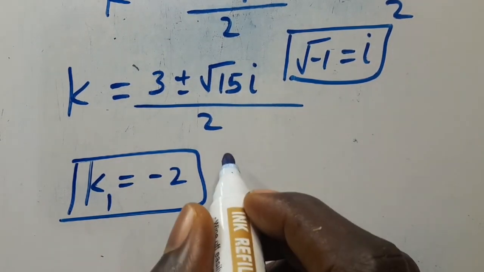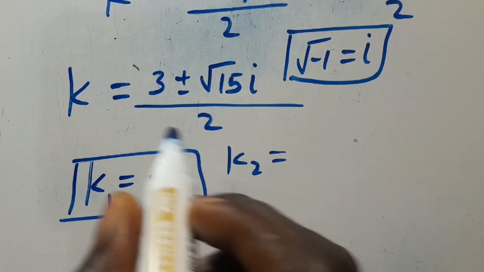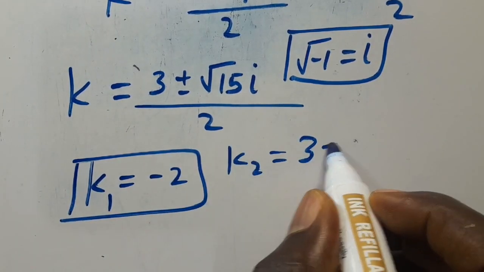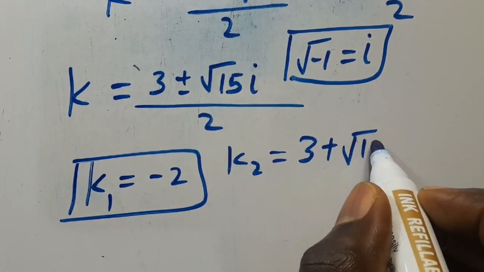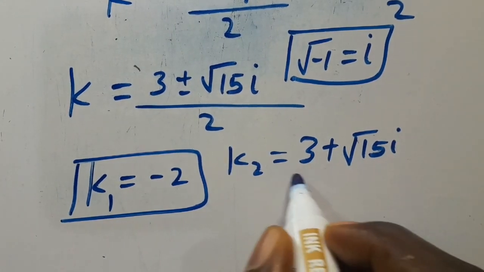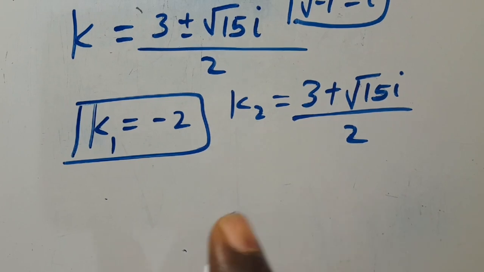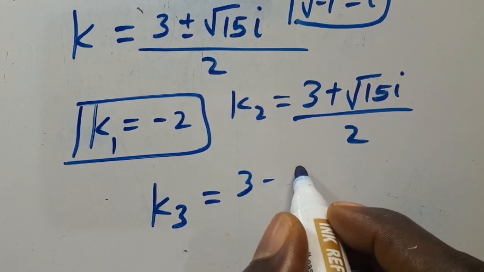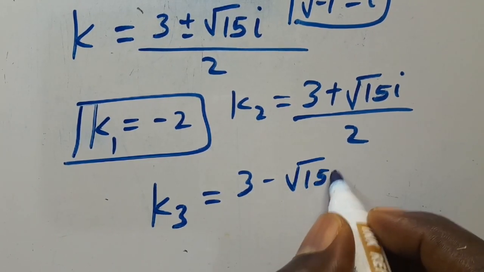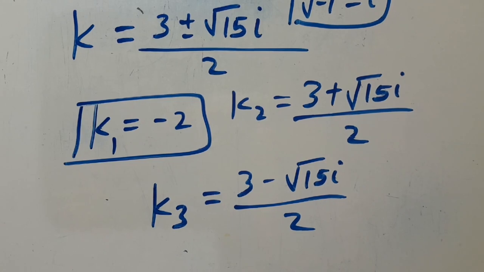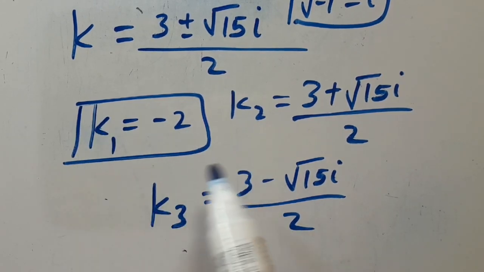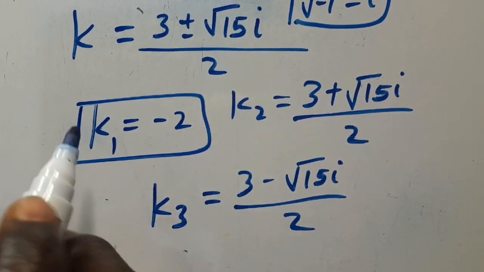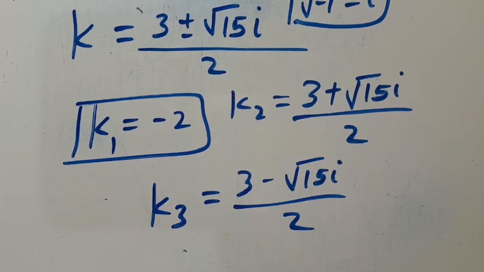So from here, we also have another value of k, the already one is minus 2. That's, you can say, k1. We also have another, k2, equals 3 plus root of 15i divided by 2, and k3, it will be 3 minus root of 15i divided by 2. So we have this to be 3 answers. While k1 is the real solution, the other ones are the complex solutions.